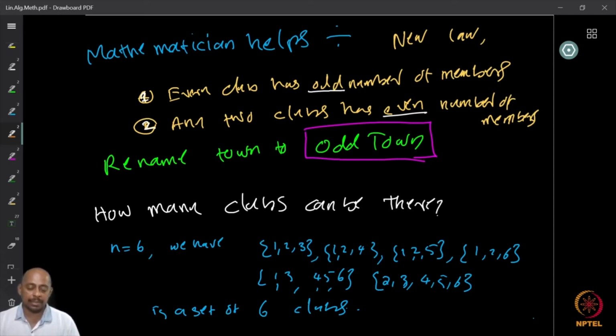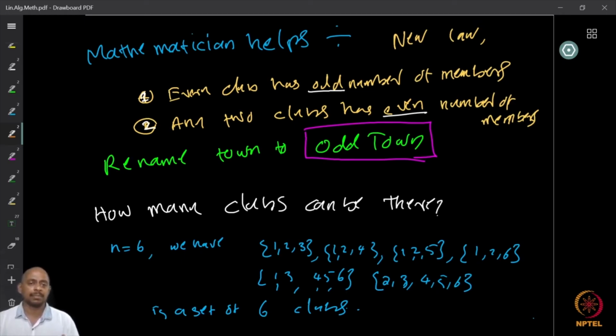You just change the first rule, where you said that every club has an even number of members, to an odd number of members. That's enough. And you can even throw away the third rule. The third rule says that no two sets have the same set of members. You don't need that. You can just keep the first two rules with the small change in the first rule, where you change even to odd. So every club has an odd number of members. Any two clubs have an even number of members, and that's it. You don't need any other rule.